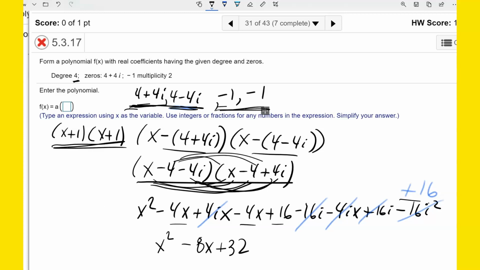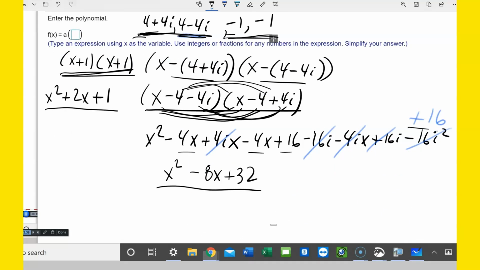Got to go ahead and distribute that as well. And that's going to be x squared plus 2x plus 1 when I distribute and combine. And then finally, I have to distribute this with this. So I need some room to do that. Let me just write it right here. x squared plus 2x plus 1 times x squared minus 8x plus 32. So I got to distribute those two together, and let's see what we get from that.